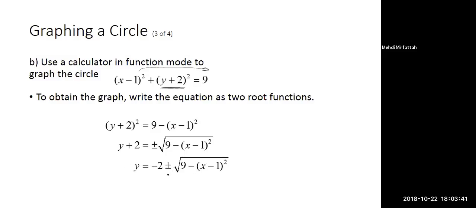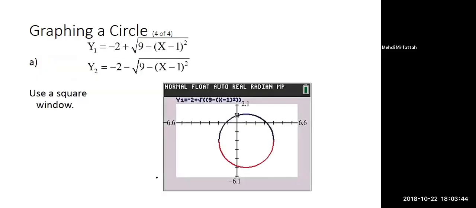These would be my two equations that I enter into my calculator. If I enter these two equations in my calculator, you get your circle. You get half the circle at the top and the bottom, and then that would be your whole circle.